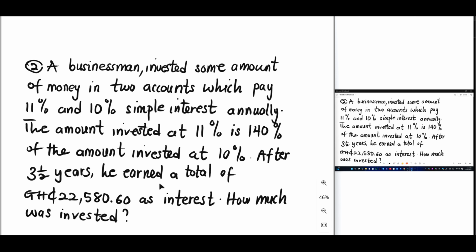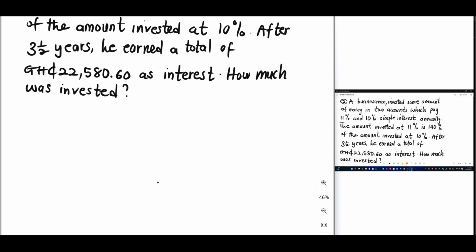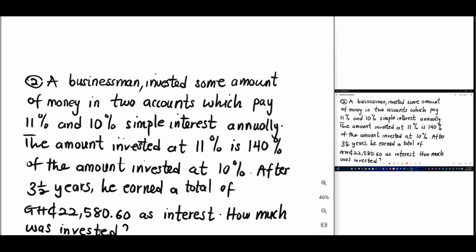All right, good. So we have two accounts here, and each one has a particular interest rate. In the first account, we have 11%, and the second one is 10%. So let's start work. You can see that the accounts attract simple interest and it is done annually, so we should focus on the concept of simple interest.